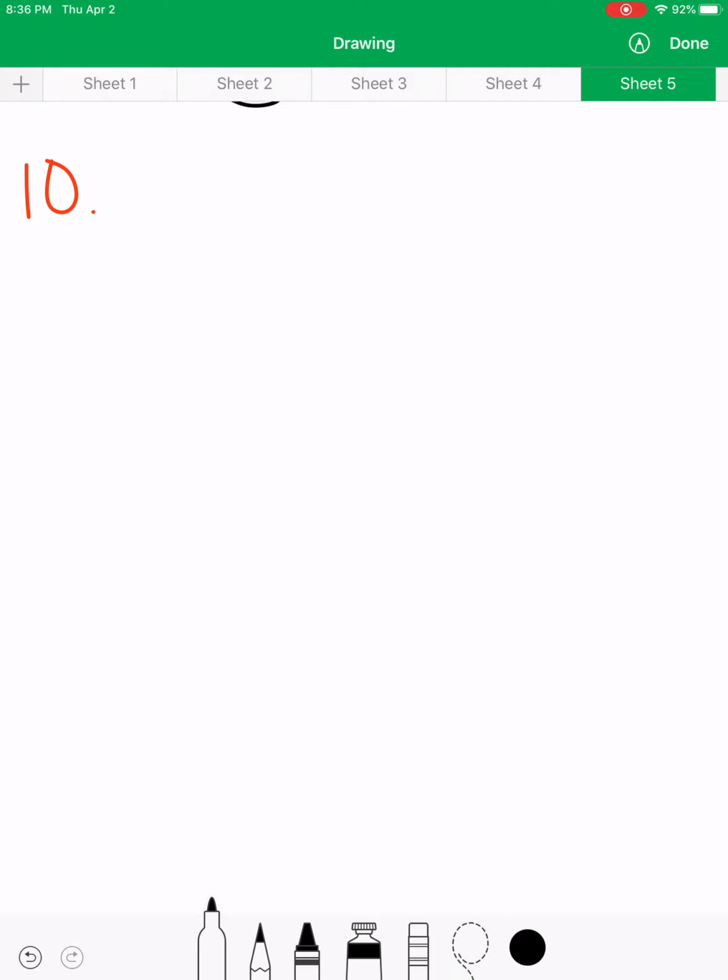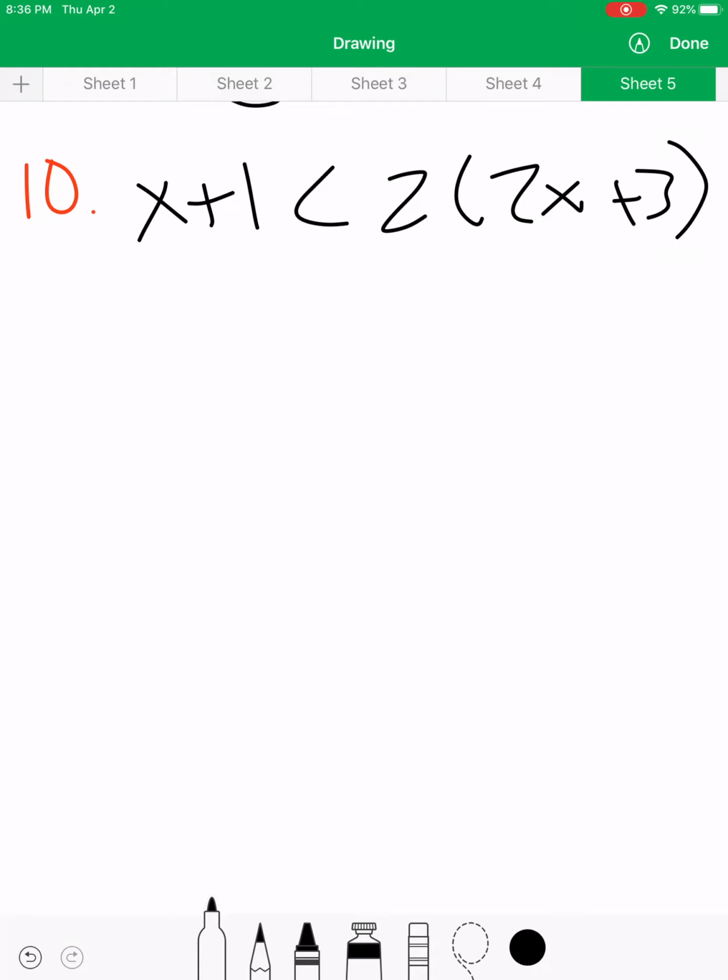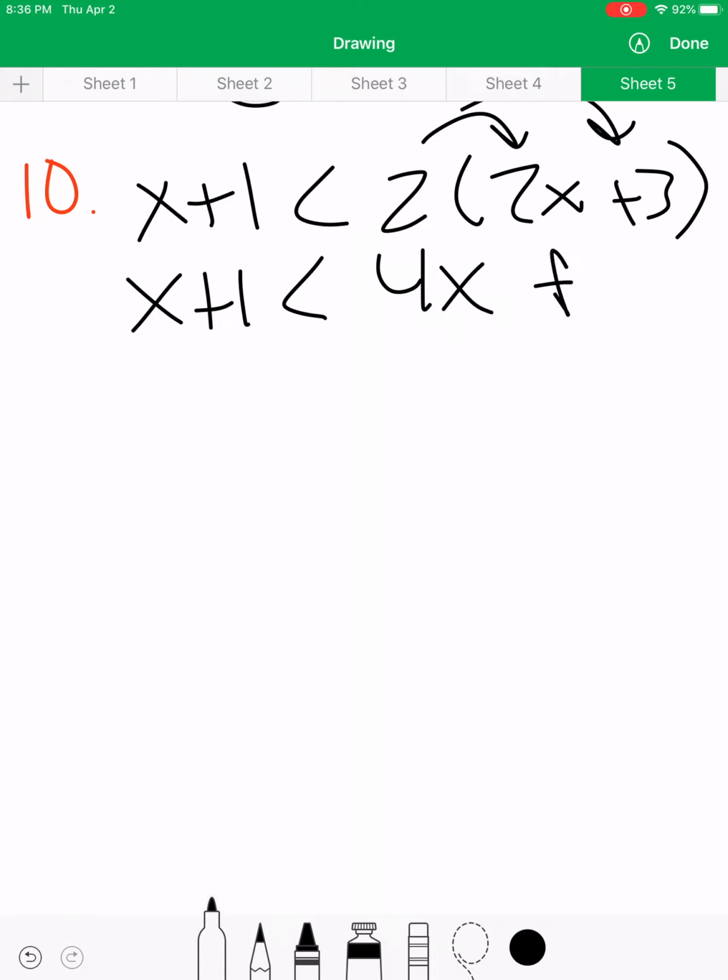All right, x plus 1 is less than 2 times 2x plus 3. First we have to distribute. Distribute what's outside parentheses to what's inside parentheses. So I'll just rewrite this. X plus 1 is less than 2 times 2x, 4x, 2 times 3, plus 6.